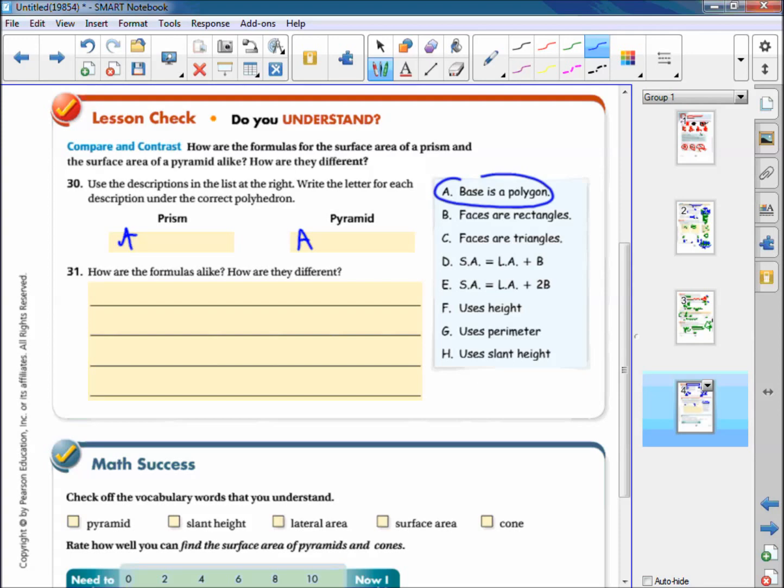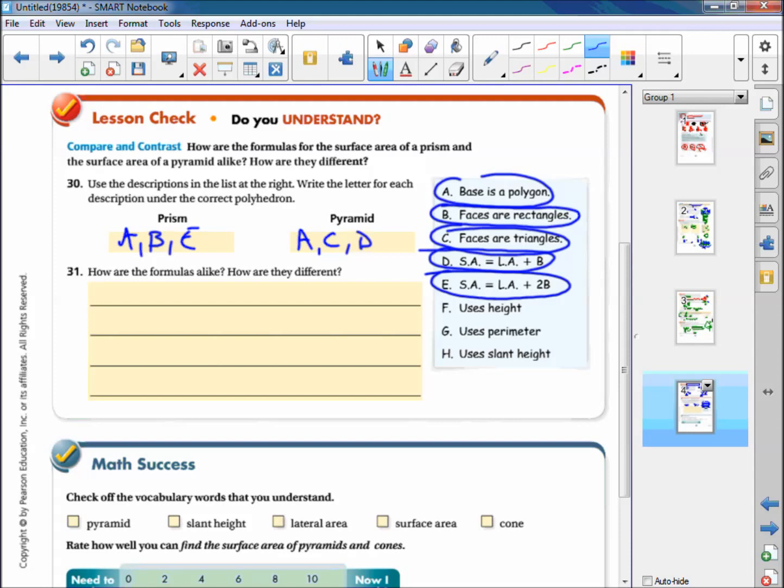All right, our second one, the faces are rectangles. So these are the lateral faces, and that's only going to be in a prism. Remember, the lateral faces for a pyramid are all triangles. So see here, faces are triangles. That's going to be our pyramid. The surface area is the lateral area plus the base. So we only have 1 base here. So the lateral area is all the triangles added up, and then the base is the 1 bottom for our pyramid. And for E, we have the lateral area, which is a bunch of rectangles added up, plus 2 bases. So that's going to be our prism.